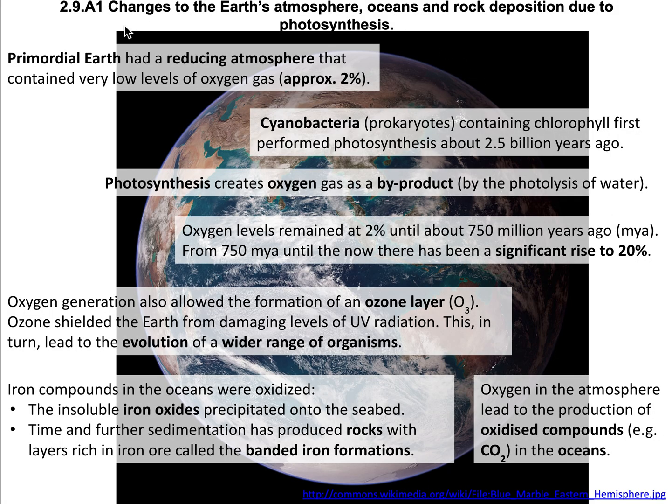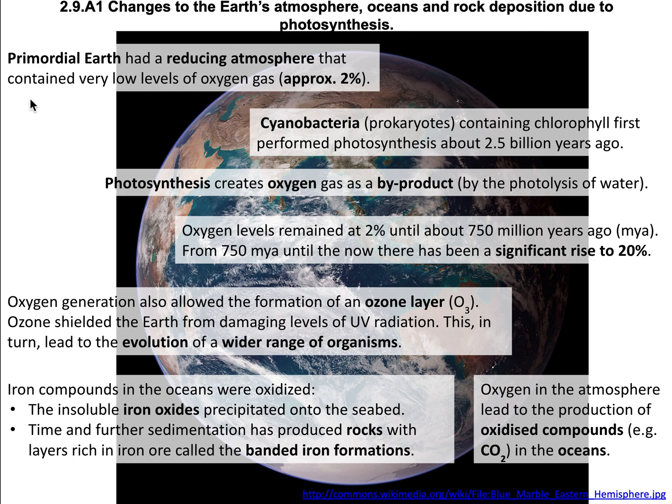So one of the applications you need to understand about why photosynthesis is so important is that we, and many animals, would not be able to be here on Earth without photosynthesis happening, because we needed oxygen in our atmosphere. So what you need to understand is how Earth's atmosphere and oceans and rocks have changed because of photosynthesis.